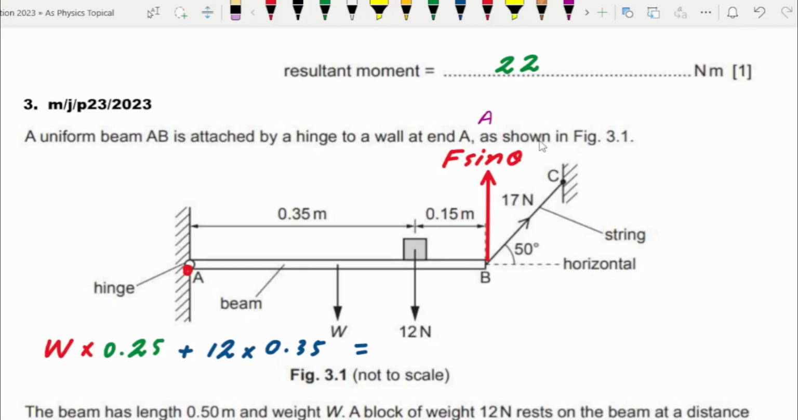And let's solve this as well. What do we get for F sine theta? We get 17 times sine 50. This is the value of F, this is the value of theta. So F sine theta will come to 13. So 13 times, what is the perpendicular distance of that force from the pivot? 0.50.